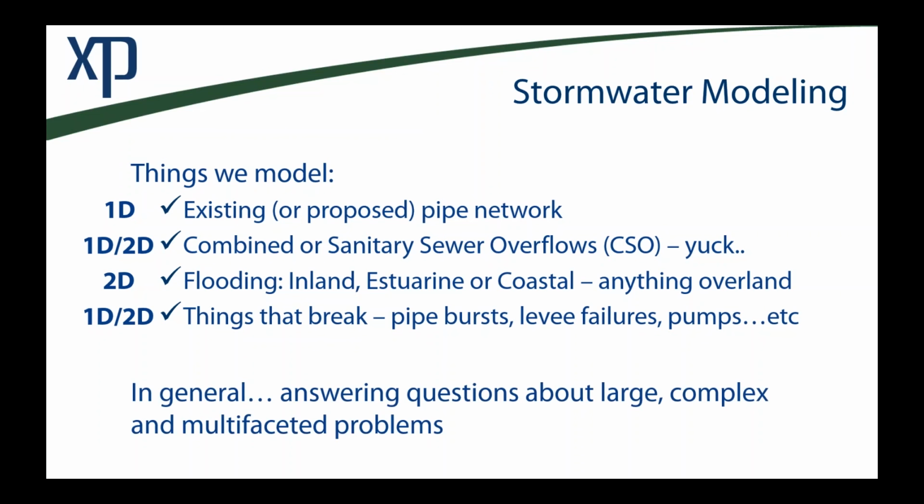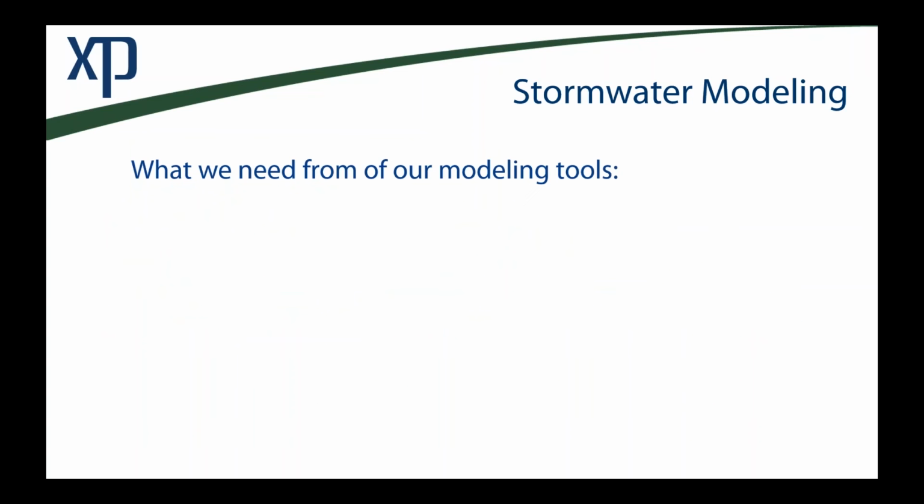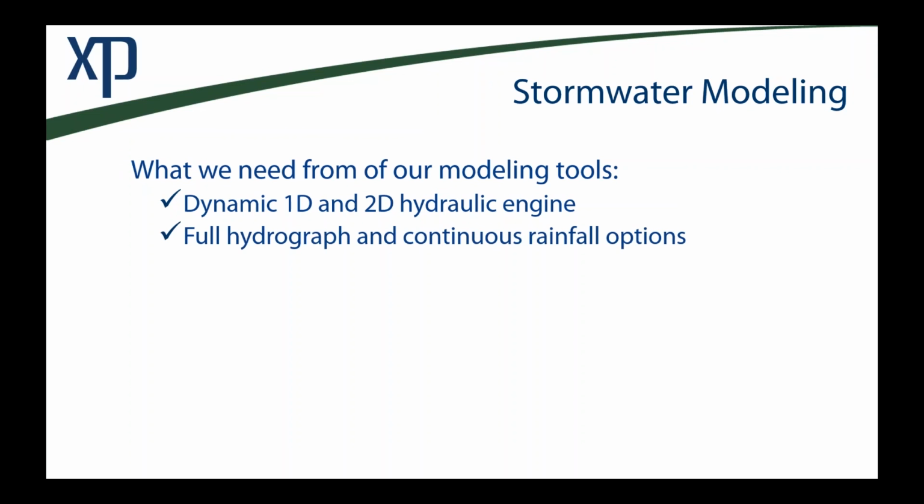In general, we're answering questions about large, complex, multifaceted problems. That's what we do with modeling. So what we need from our modeling tools: we need very robust dynamic hydraulic engines. So we need a coupled 1D, 2D hydraulic engine, and we also need full hydrograph, sometimes even continuous rainfall options. Continuous being 1 year of rainfall, recorded rainfall. Sometimes, it's a little more rare, but sometimes you look at 50 or 60 years of rainfall to just see how a site behaves in a lot of detail.